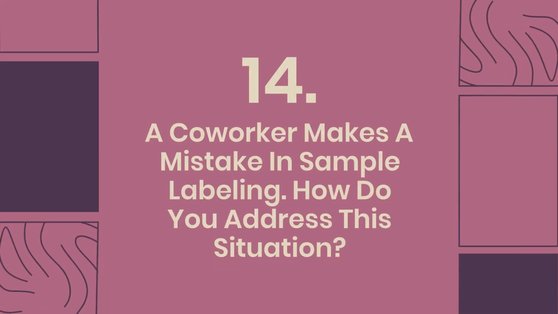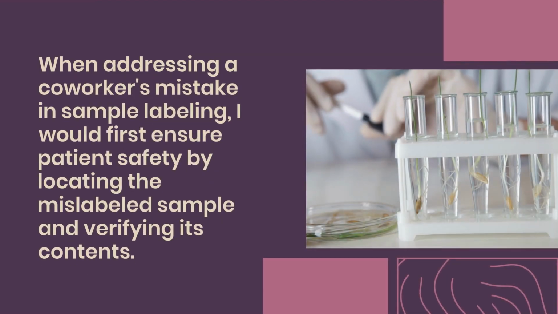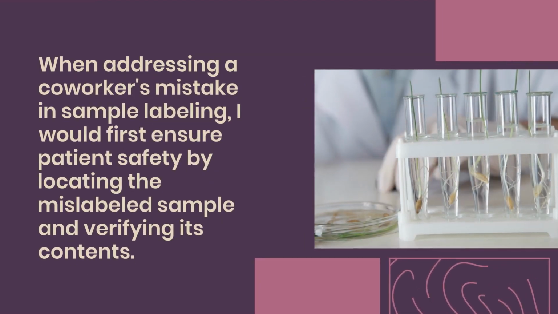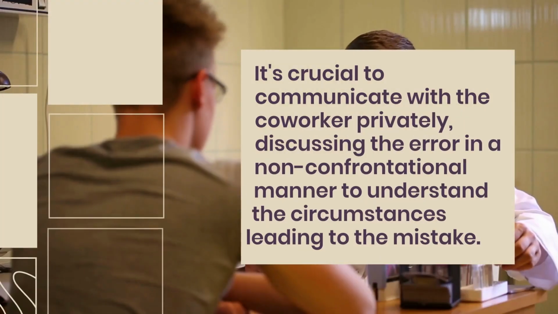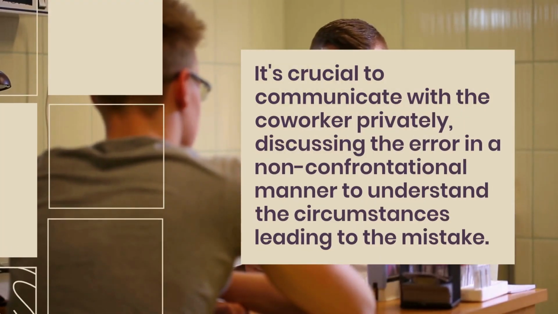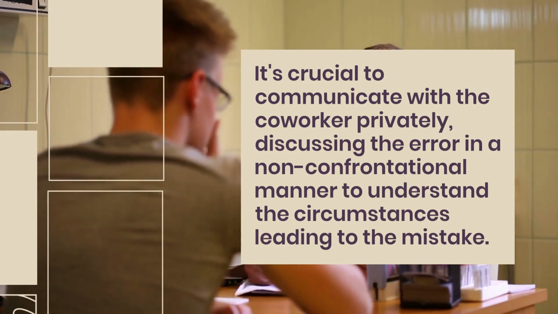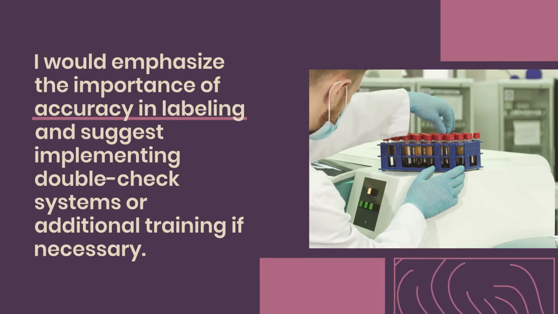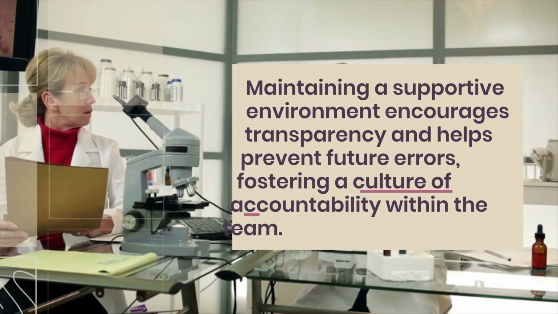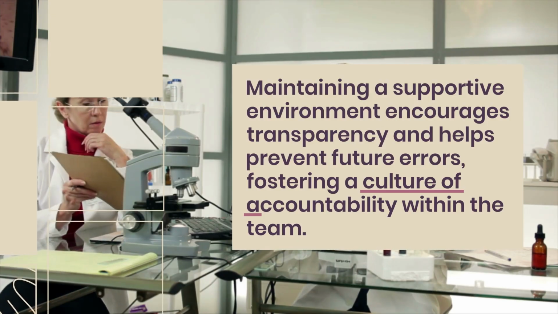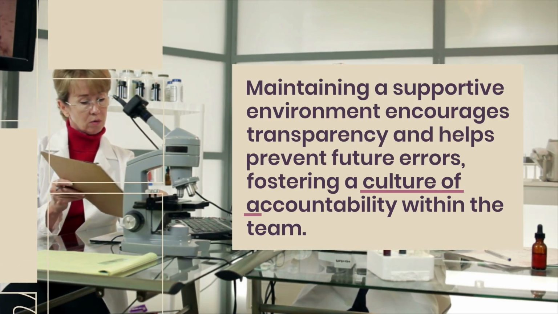14. A coworker makes a mistake in sample labeling. How do you address this situation? When addressing a coworker's mistake in sample labeling, I would first ensure patient safety by locating the mislabeled sample and verifying its contents. It's crucial to communicate with the coworker privately, discussing the error in a non-confrontational manner to understand the circumstances leading to the mistake. I would emphasize the importance of accuracy in labeling and suggest implementing double-check systems or additional training if necessary. Maintaining a supportive environment encourages transparency and helps prevent future errors, fostering a culture of accountability within the team.